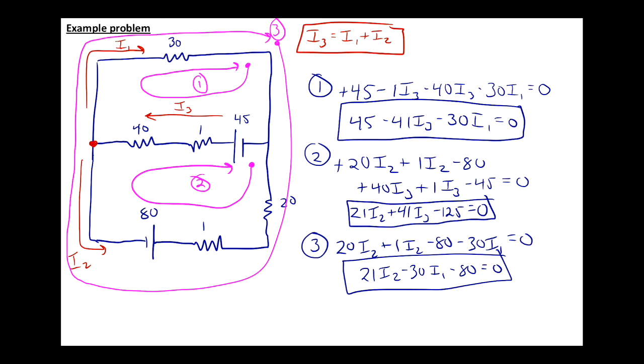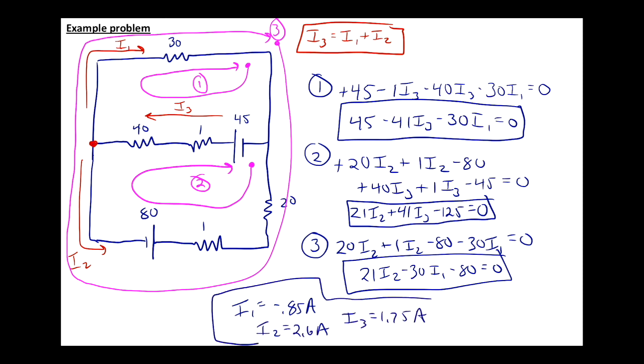If you want to practice, I'm going to tell you what these three currents are. So I1 is, interestingly, I got negative 0.85 amps. So it's actually traveling the opposite direction there. I2 is 2.6 amps, and I3 is 1.75 amps. Solve that system of equations, maybe both manually and with a calculator, and just confirm the results to make sure that you are able to do that.